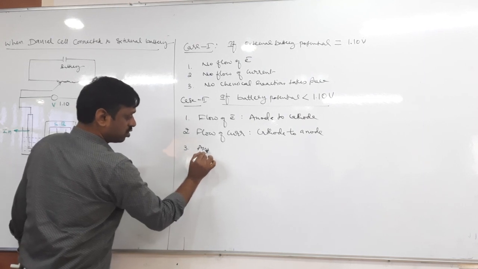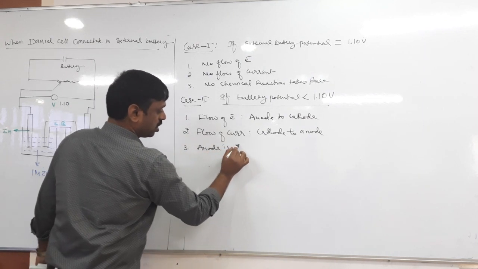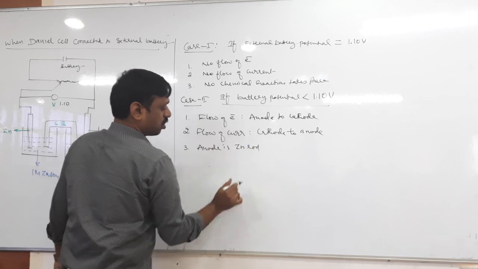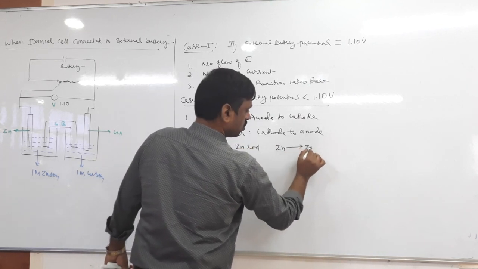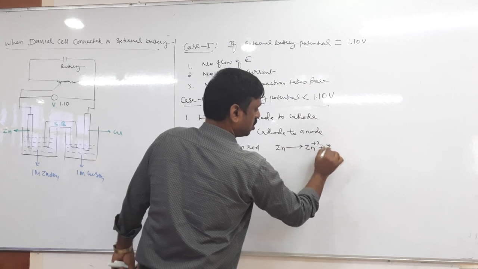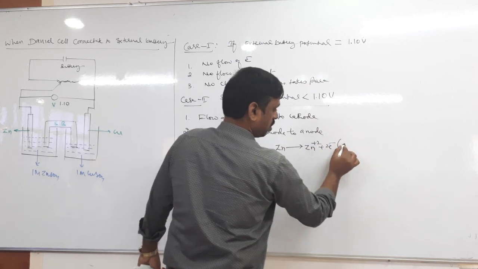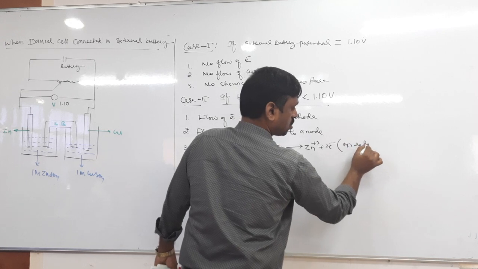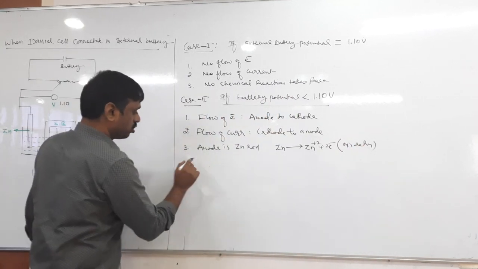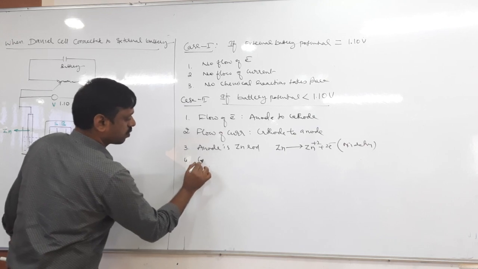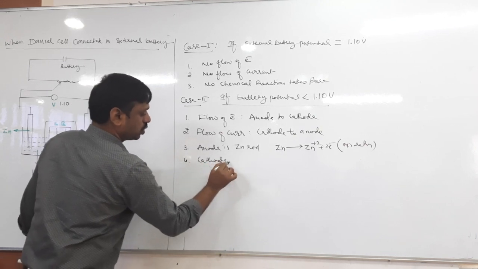Now the anode is the zinc rod, no? Zinc rod. Therefore, what is the oxidation? Zinc gives rise to zinc plus 2 electron. That means oxidation takes place at the zinc rod. Zinc rod undergoes oxidation.